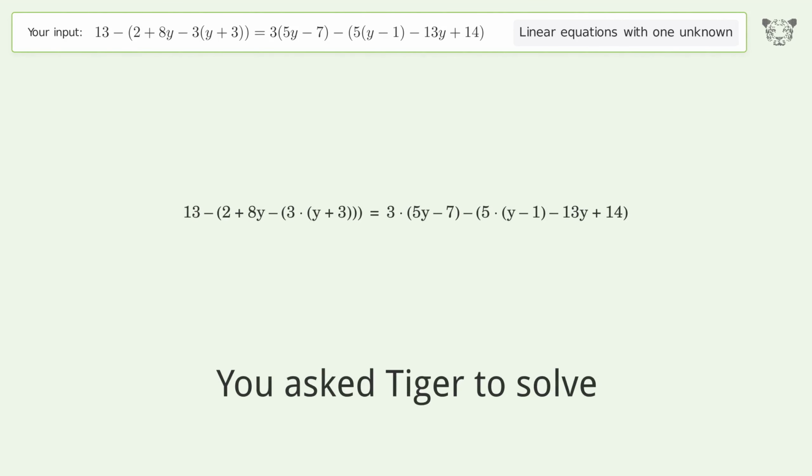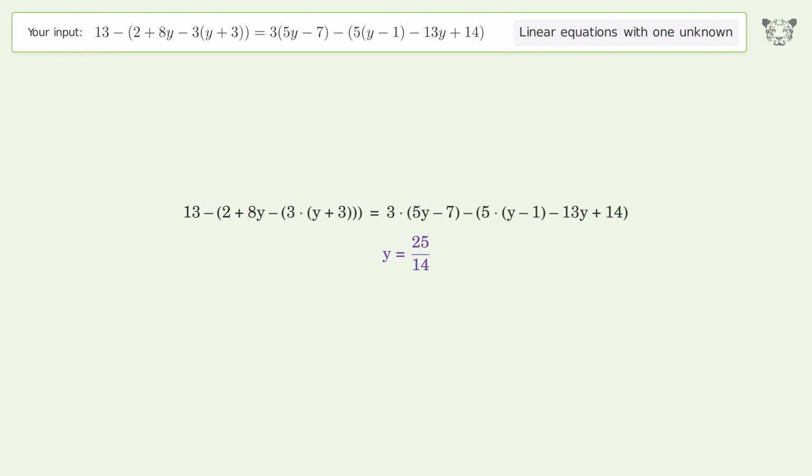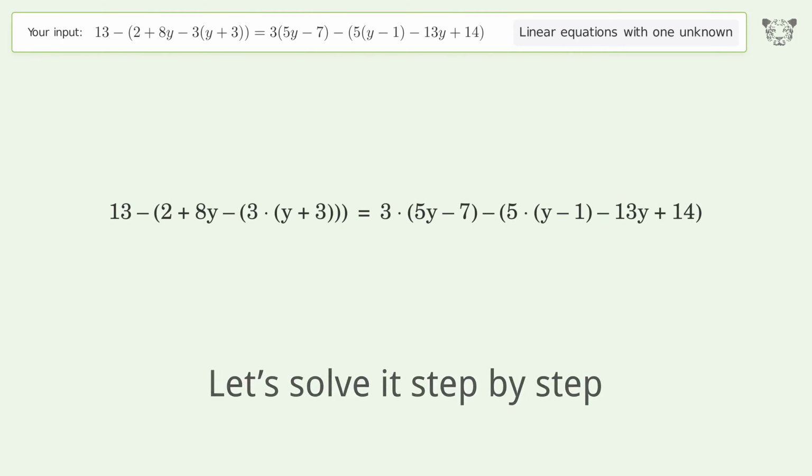You ask Tiger to solve this. This deals with linear equations with one unknown. The final result is y equals 25/14. Let's solve it step by step.